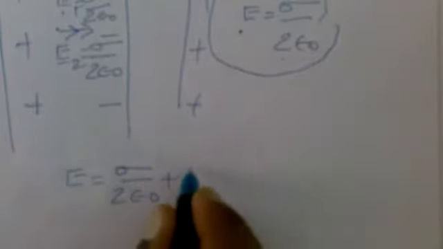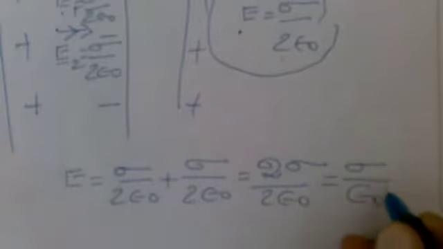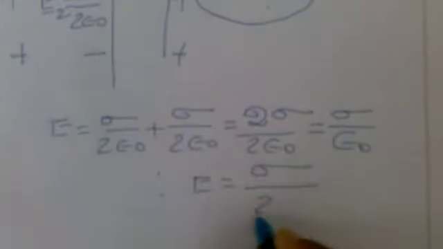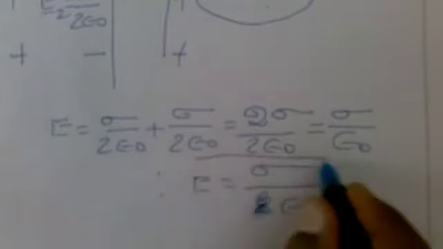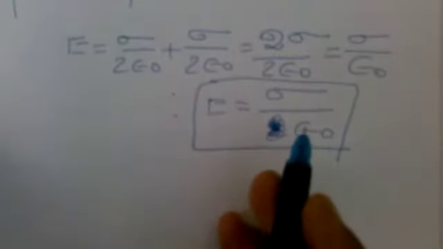So how much is the net field? Since both fields are in the same direction, net field is equal to sigma by 2 epsilon 0 plus sigma by 2 epsilon 0, that equals 2 sigma by 2 epsilon 0. Then the 2 will get cancelled, giving sigma by epsilon 0. Therefore, inside the capacitor plates, the net electric field is sigma by epsilon naught. That means it does not depend on the distance R.